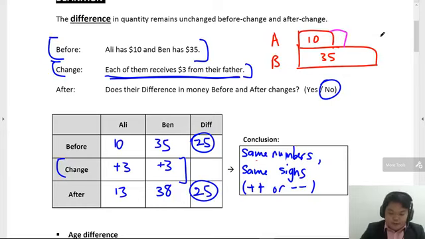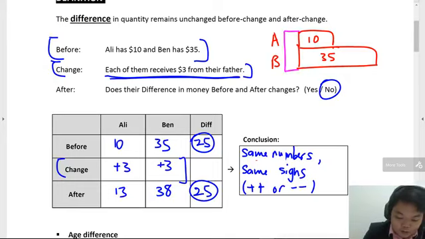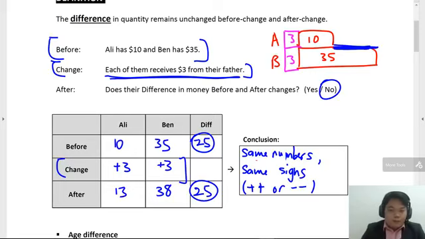So for this model drawing idea, when both of them receive the same amount or experience the same exact change, we can put the 3 over here instead. And when we do this, you can observe that the difference over here did not move at all. So this is one way the P4s can appreciate this idea. The difference will remain unchanged when you experience the same change. Okay?